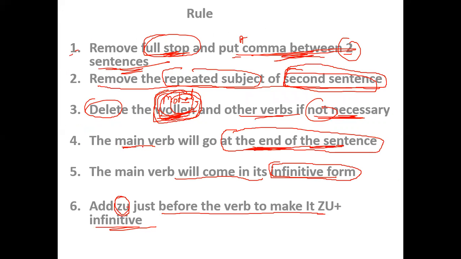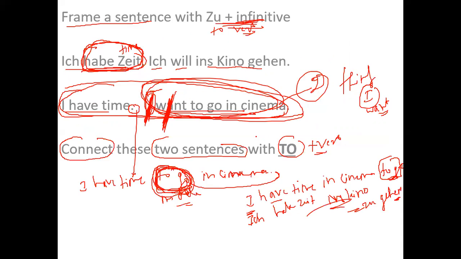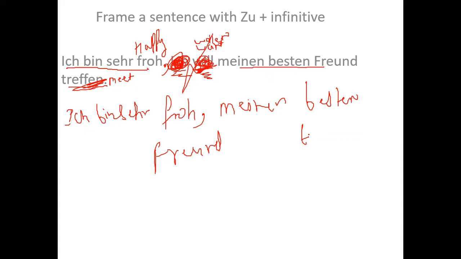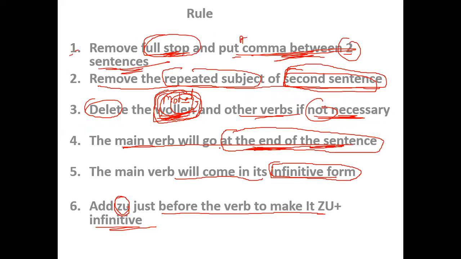Then it says the main verb will go at the end of the sentence. Now here in this sentence, treffen is already at the end. So I shall write meinen besten Freund and then treffen at the end. But here it says the verb will come in its infinitive form.